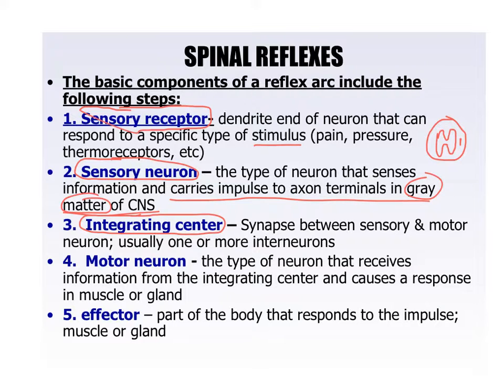So that could be the synapse between the sensory and motor neuron themselves. That would be monosynaptic. Or there could be some interneurons in between. Either way, what really matters is that information is not sent to the brain for analysis. The stimulation is sent directly to a motor neuron. And that's going to cause a response in a muscle or gland. And that muscle or gland is the effector. The muscle or gland that makes the response to the stimulus, that is the effector.